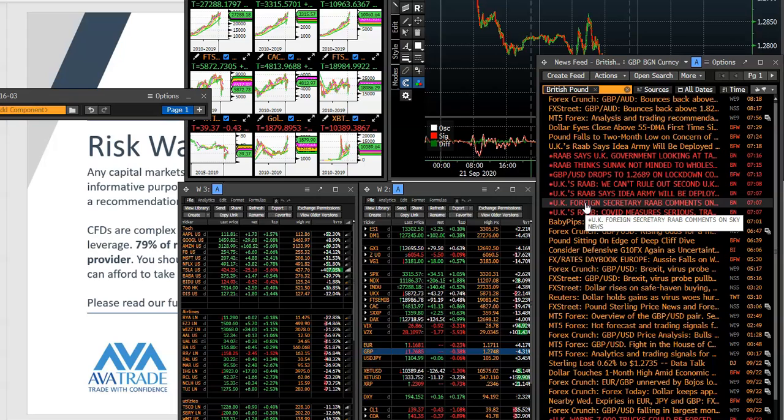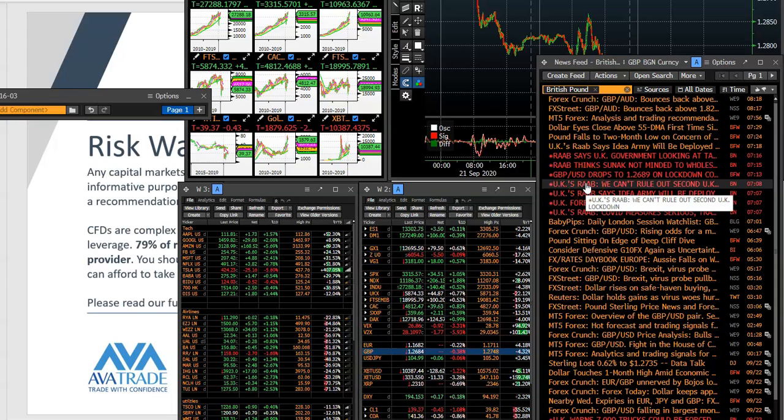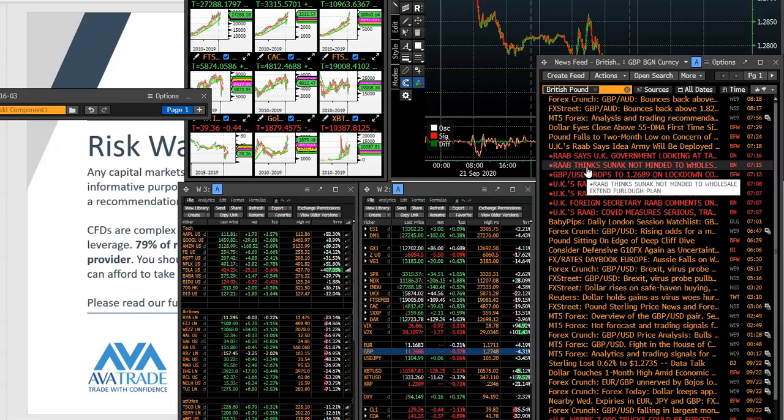Okay, another headline: Foreign Secretary Raab comments on Sky News, says, okay, that's something to do with the army. We don't really want to do that. We can't rule out a second UK lockdown. So again, this is about the second lockdown that he's talking about. And he thinks Sunak is not minded to wholesale extend the furlough plan. So this is quite important. Basically what he's saying over here is Sunak, he's the Treasury Secretary.